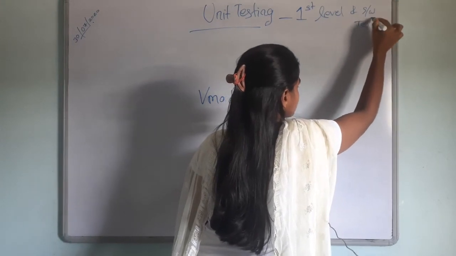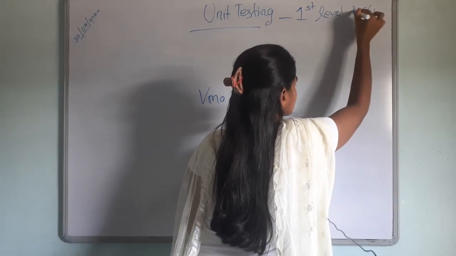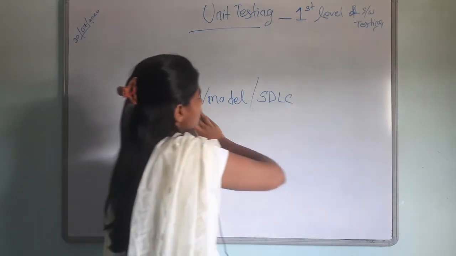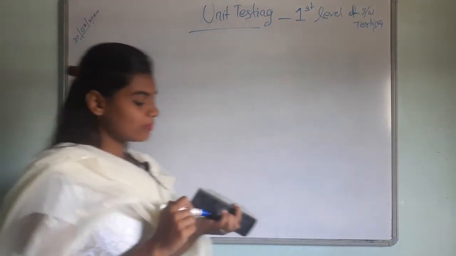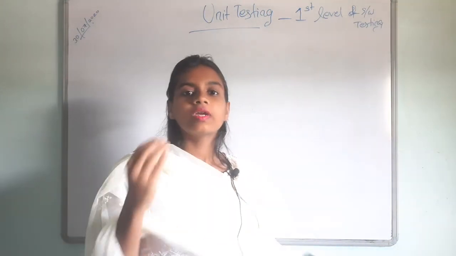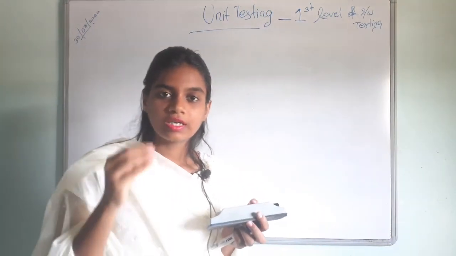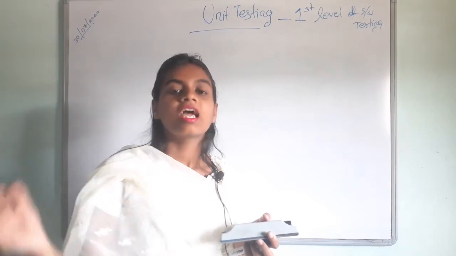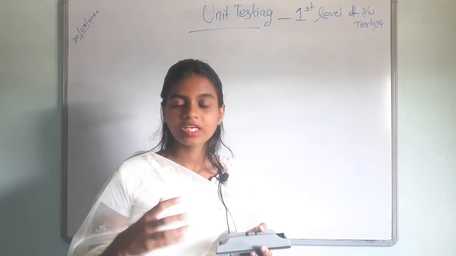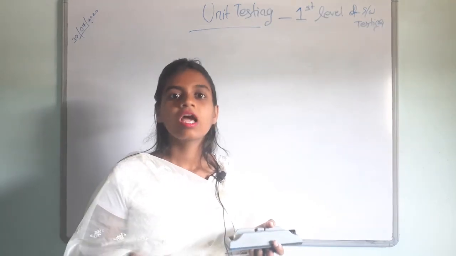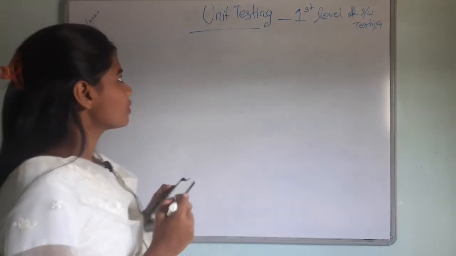Software testing. Okay, so the first level of software testing is unit testing. Debugging is easy in unit testing. Unit testing reduces the cost of the unit and it also reduces defects easily, and it's very easy to do unit testing.